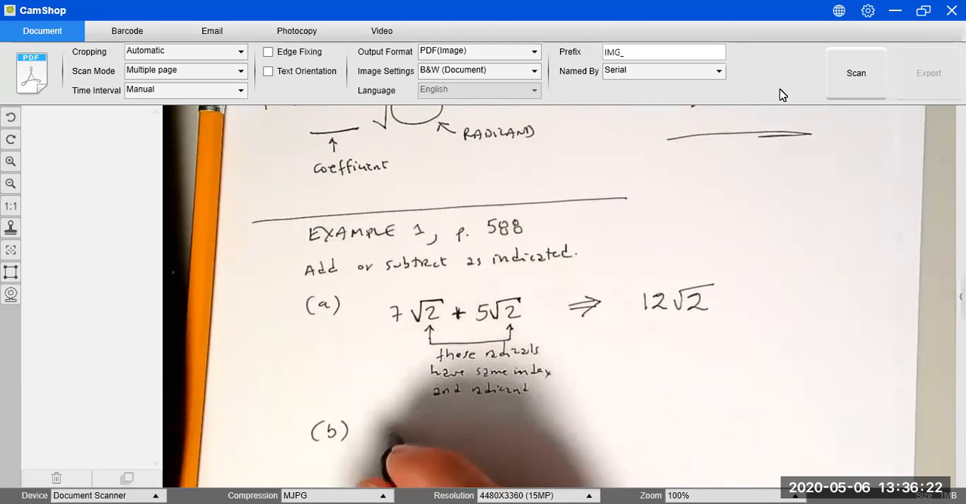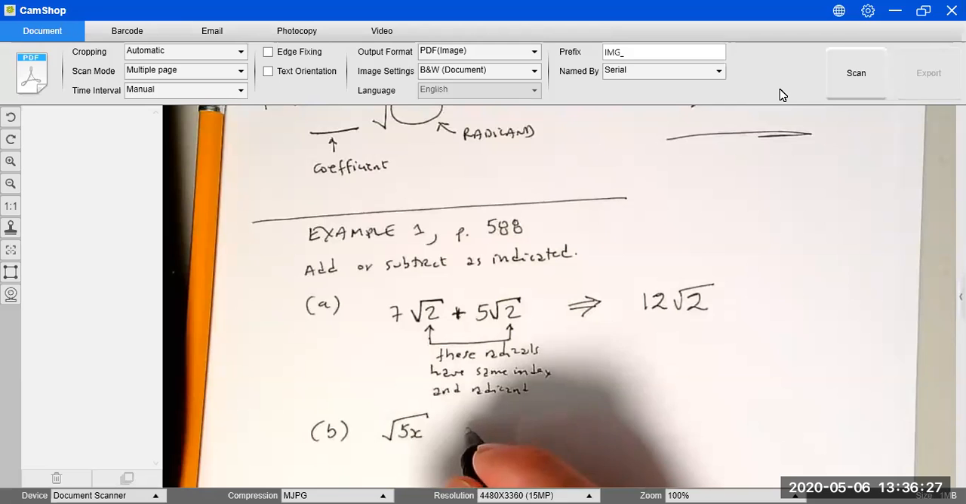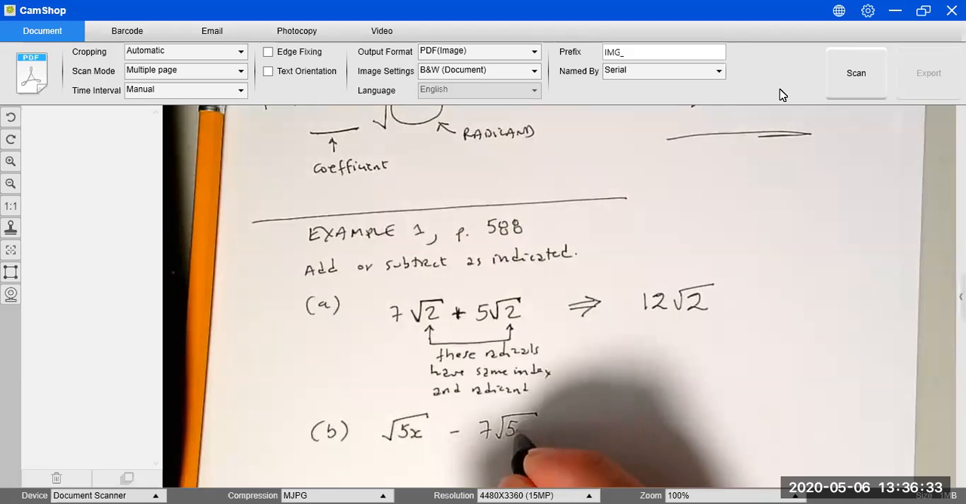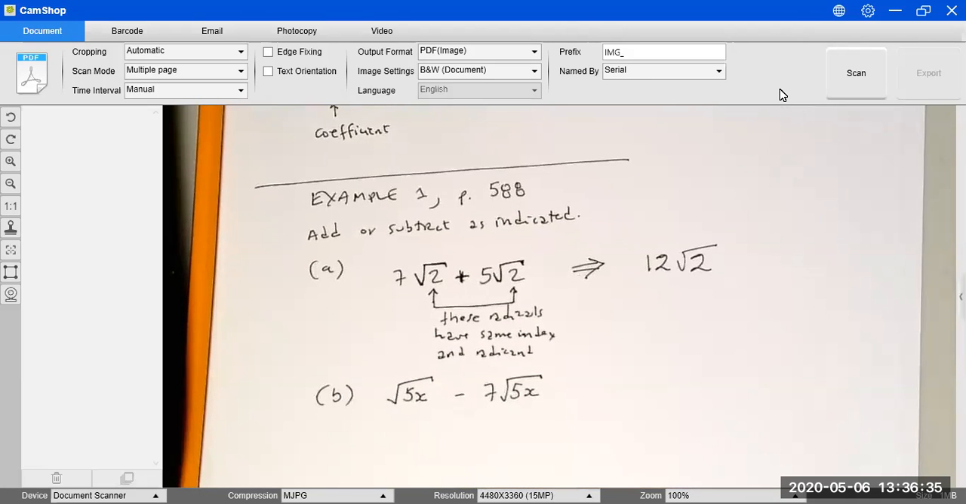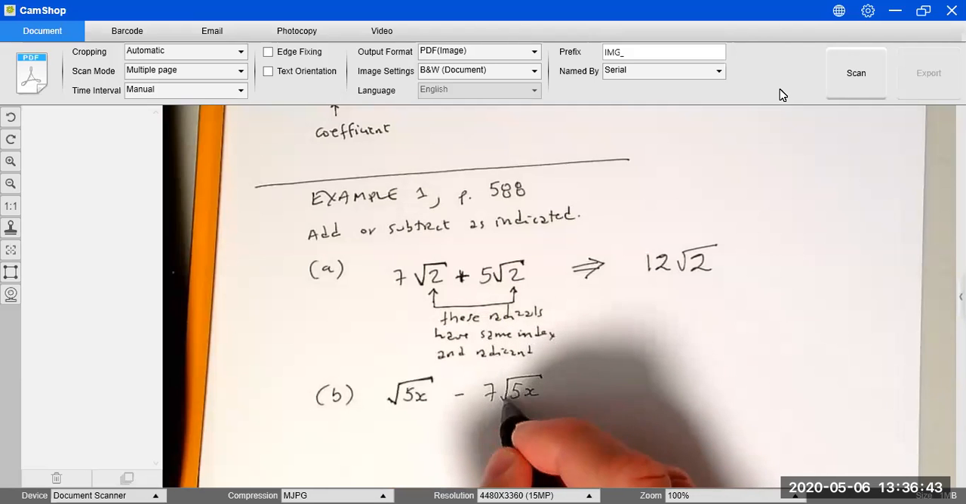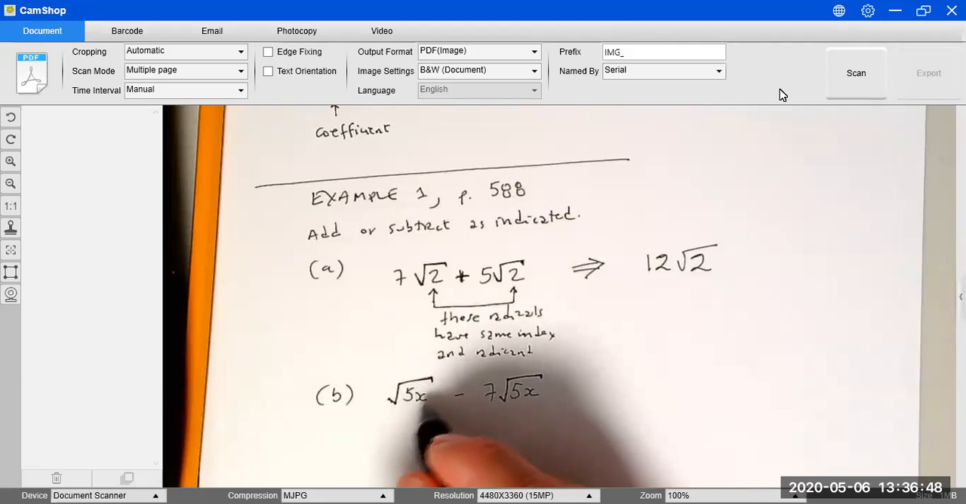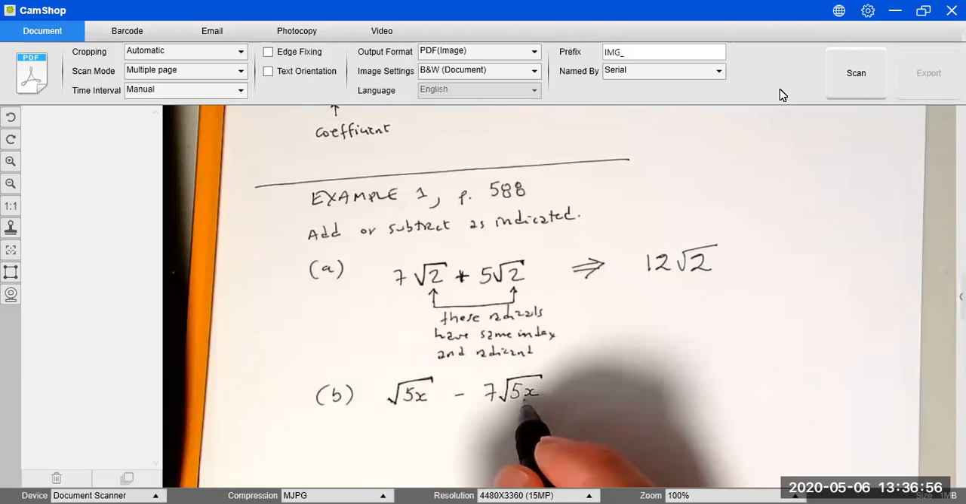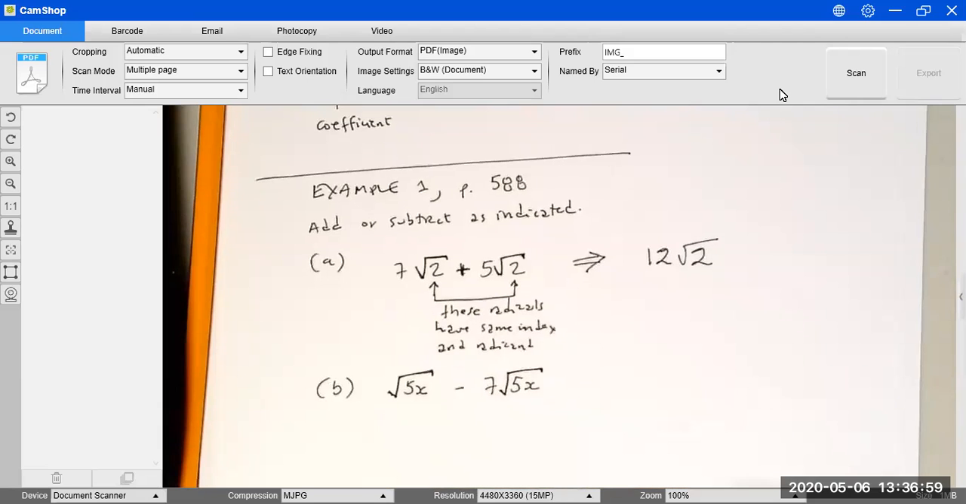I have the square root of 5x minus 7 times the square root of 5x. So you have here one radical. The radical again is a square root, a radical with index 2. The same radical is here, the same index, and also the radicands are the same. The radicand for the first radical is 5x. The radicand for the second radical is 5x. So that means that we can combine them.